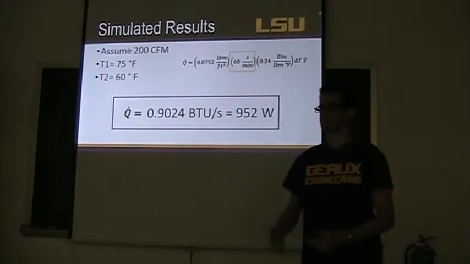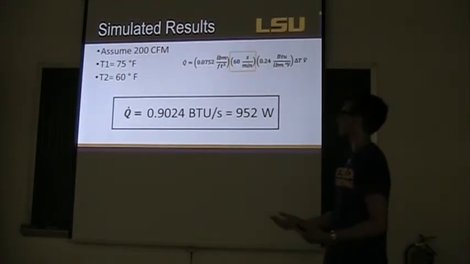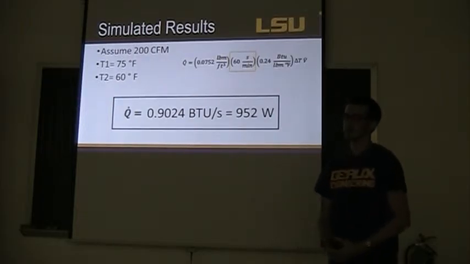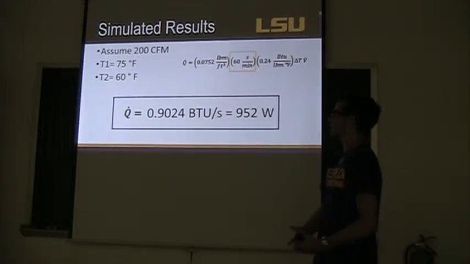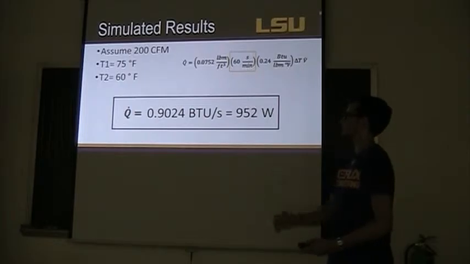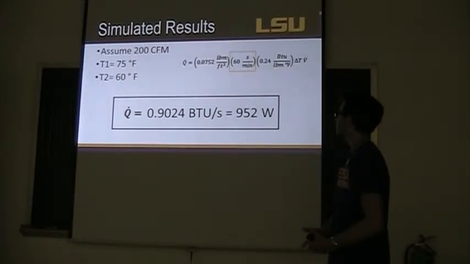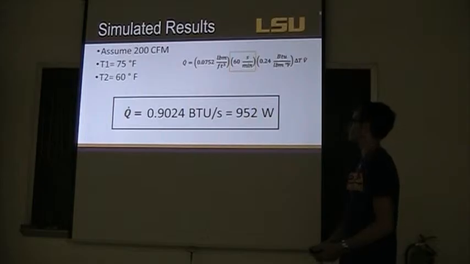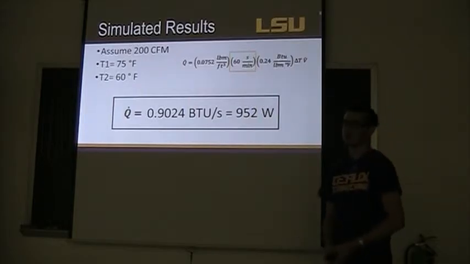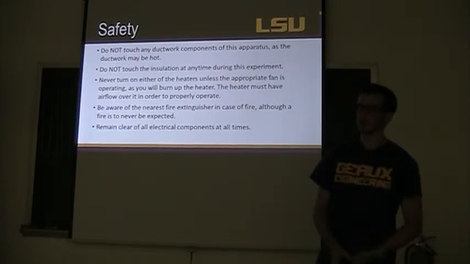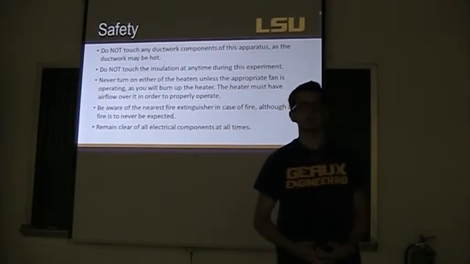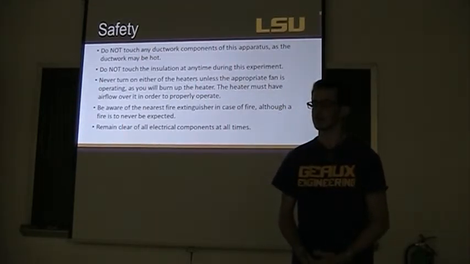Here are some simulated results, with some numbers I just picked out. Assuming a 200 cubic feet per minute flow rate, a room temperature of 75 and an output temperature of 60 degrees Fahrenheit, and remembering again to flip that time conversion, we get 0.9 BTUs per second, or about 952 watts.